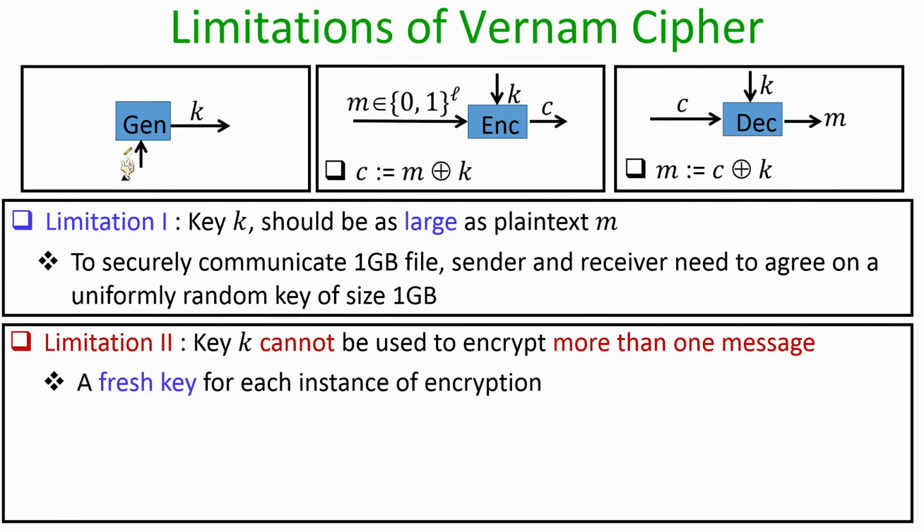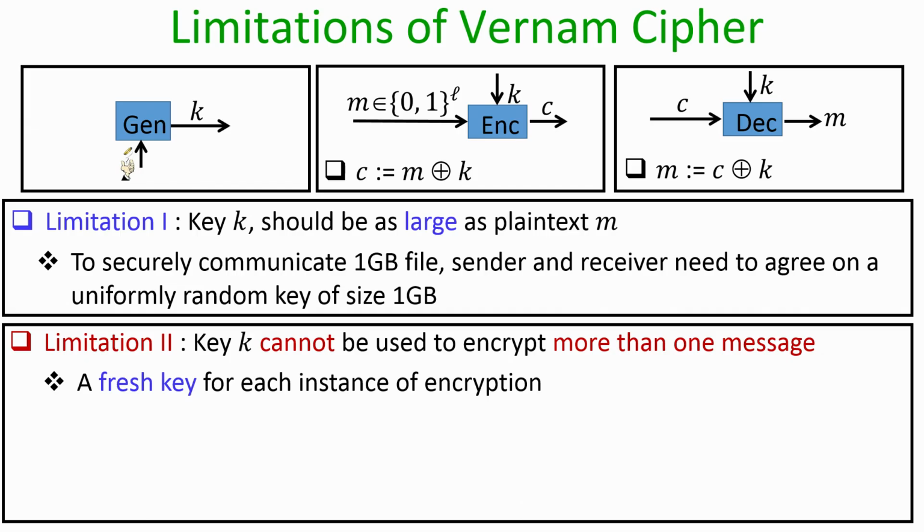The second limitation is that you cannot reuse the same key for encrypting more than one message. That means each instance of the encryption needs a fresh key. When I say you cannot reuse the key, I do not mean that you cannot get the same key in the next instance. What I mean is that in each instance you have to run an independent, fresh instance of the key generation algorithm. It is fine if the key you obtain in the next invocation is the same as in the previous invocation. What is important is that both invocations of the key generation output independent outputs.